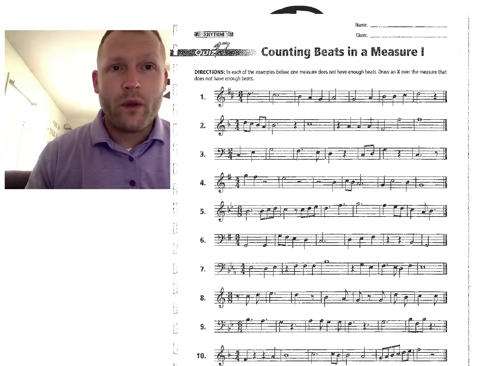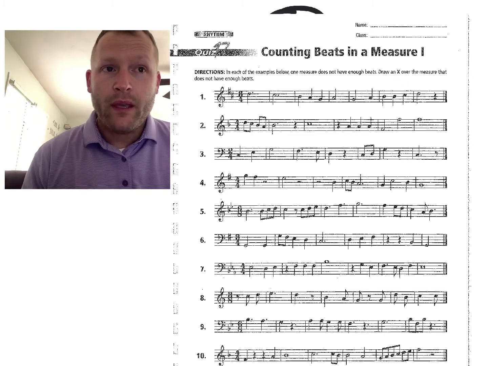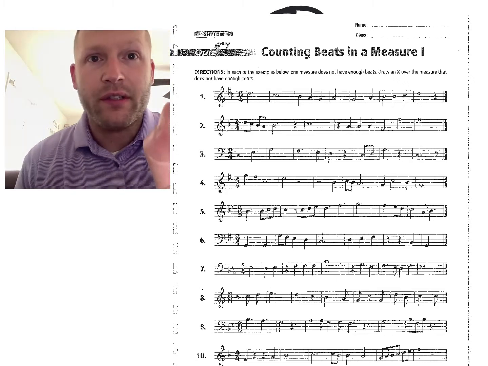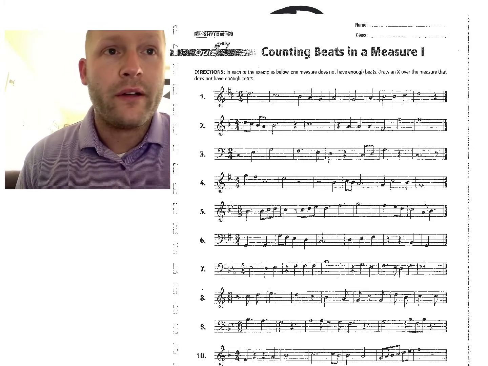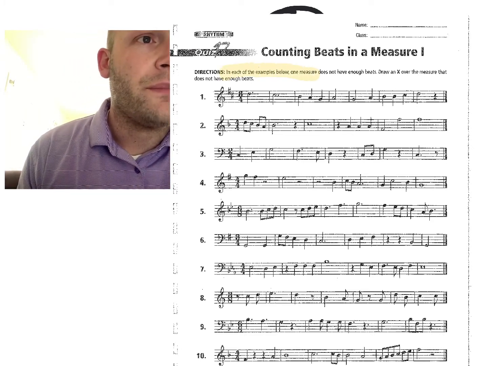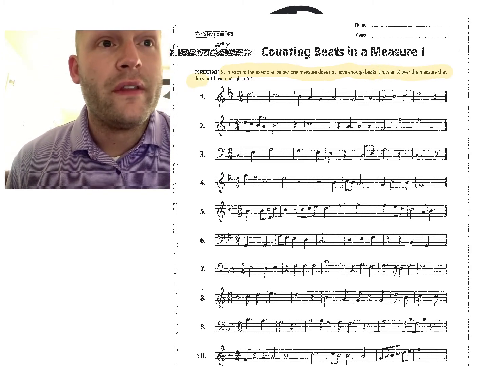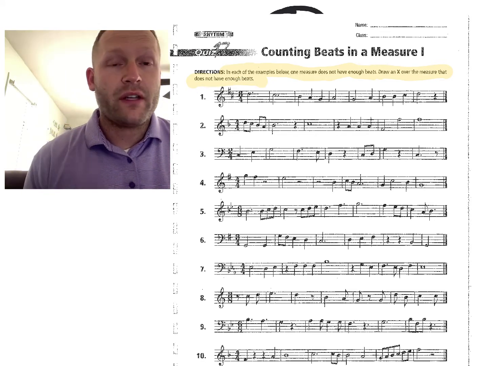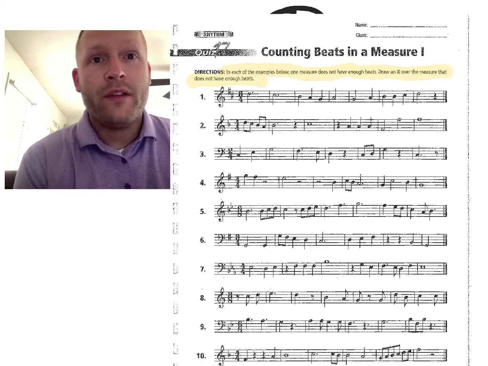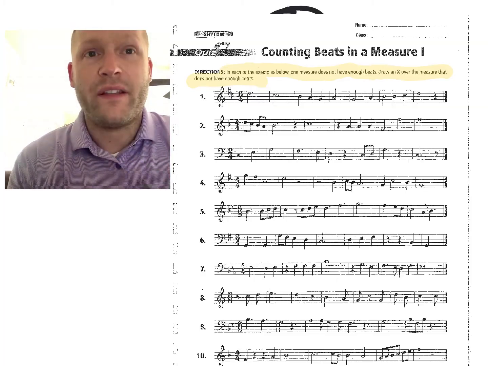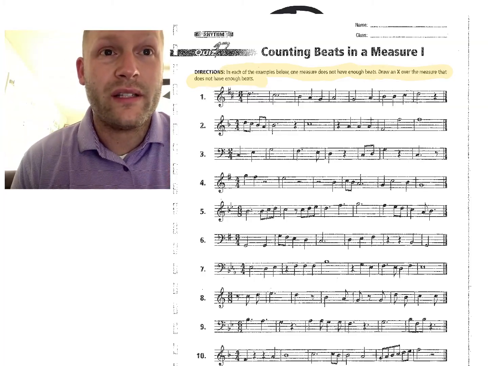And you have to figure out what's wrong with it, okay? Because it says in the directions, let me find my little highlighter here. In each of the examples below, one measure does not have enough beats. Oh no, not enough. Draw an X over the measure that does not have enough beats. So you're going to just X out the wrong measure, okay? So I might cover up my face here for a second so that we can really see this, okay?